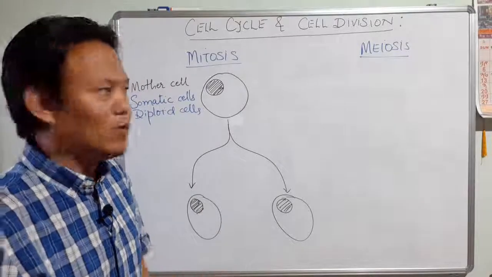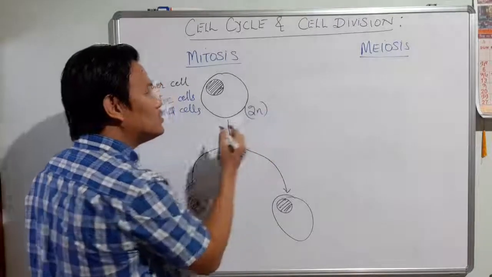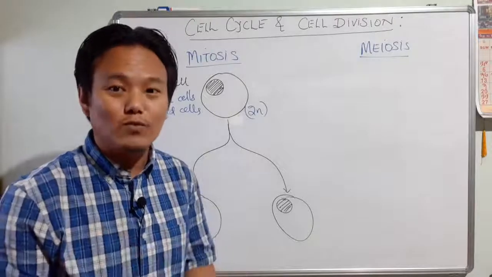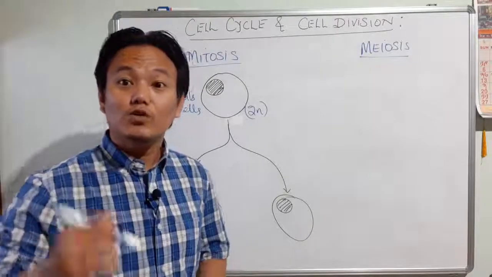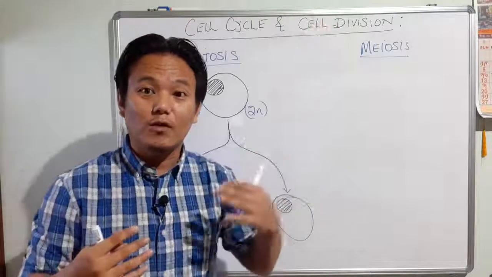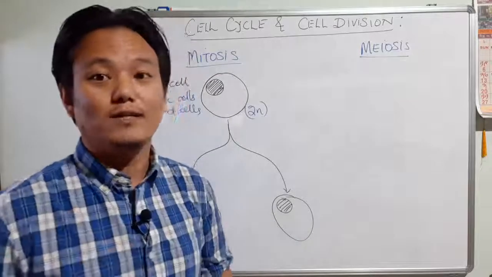Now, what do we mean by diploid cells? Diploid cells are those which contain two sets of chromosomes. Diploid number of chromosomes. I told you, in human beings, we have 23 pairs of chromosomes. 23 come from our father, 23 come from our mother. So we have 23 pairs of chromosomes in all our cells.